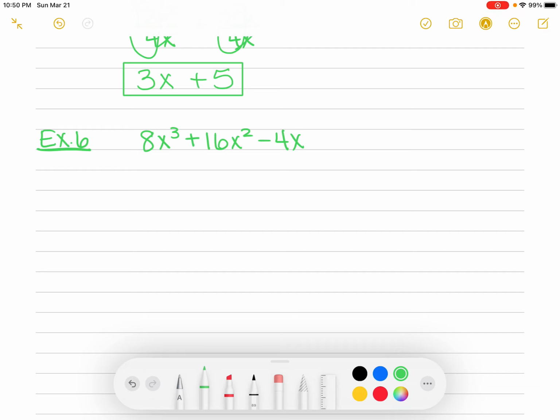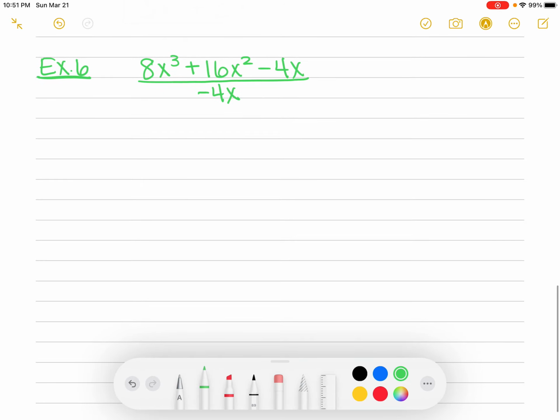Okay, so we have 8x cubed plus 16x squared minus 4x, and we're going to divide that all by negative 4x. So what you need to do is pause the video and go ahead and try to solve that on your own.